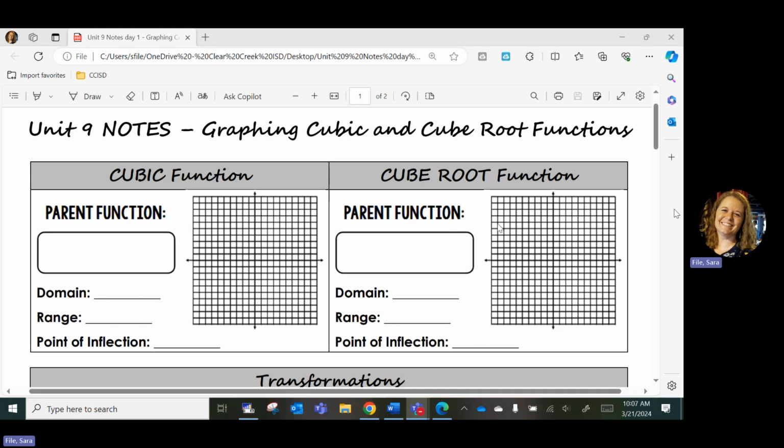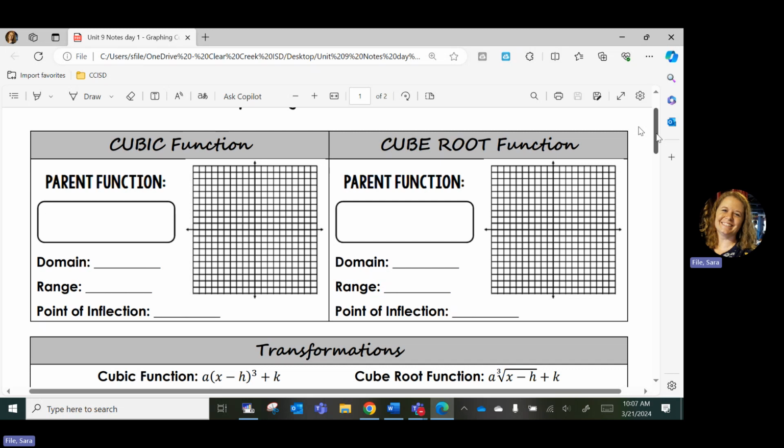So first of all, what does cube mean? When we say cubic, what is that? To the third power. So our parent function for cubic is simply y equals x to the third power. That's what cube means, x cubed. What is the parent function for the cube root function? What would that look like?